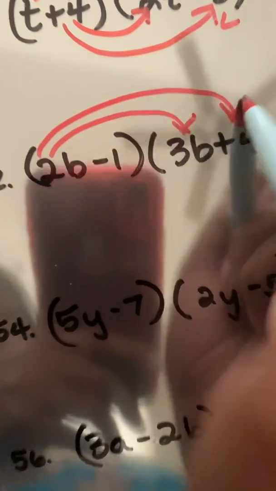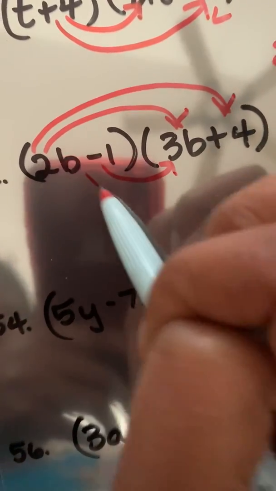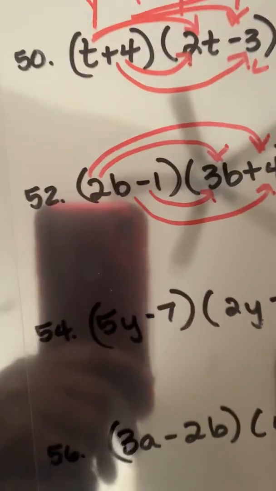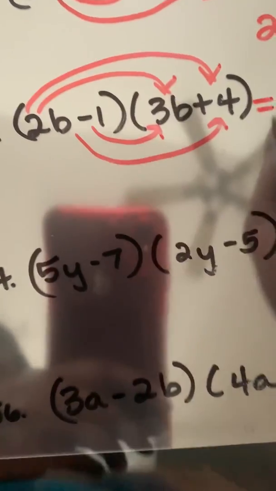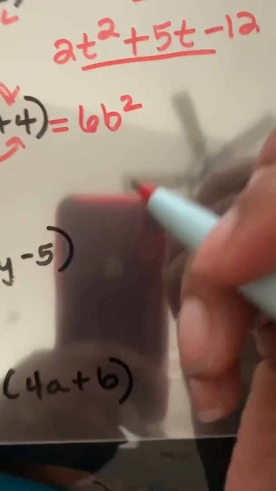So the rainbow goes here and then your rainbow goes out, inside and inside. Kind of like a big smiley face. Okay, so 2b times 3b gives me 6b to the second power. Now my rainbow goes out. So 2b times 4 is 8b.